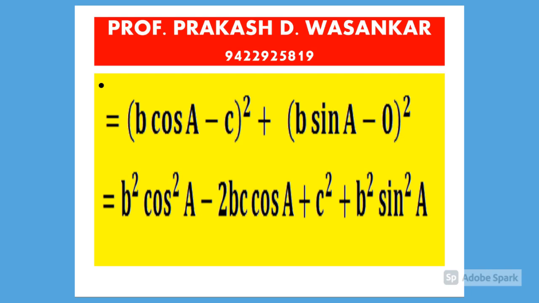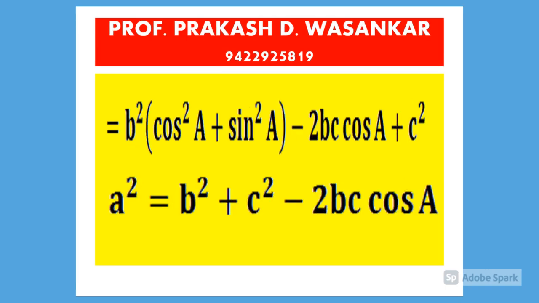Then I expand this with the help of the formula (a minus b) whole square equals a square minus 2ab plus b square. So I get b square cos square A minus 2bc cos A plus c square plus (b sin A minus 0) whole square, so b square sin square A. Then from the first and last terms, b square is common, so in brackets cos square A plus sin square A, minus 2bc cos A as it is, plus c square.